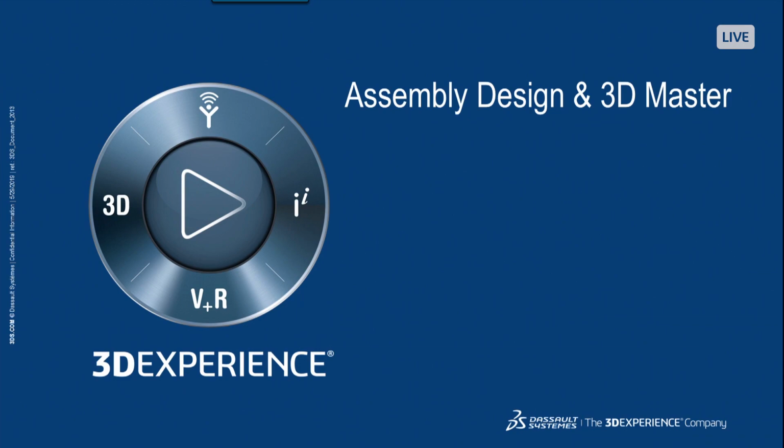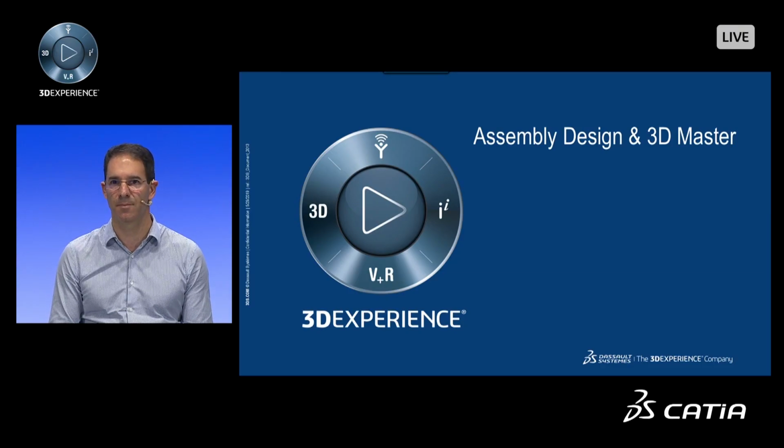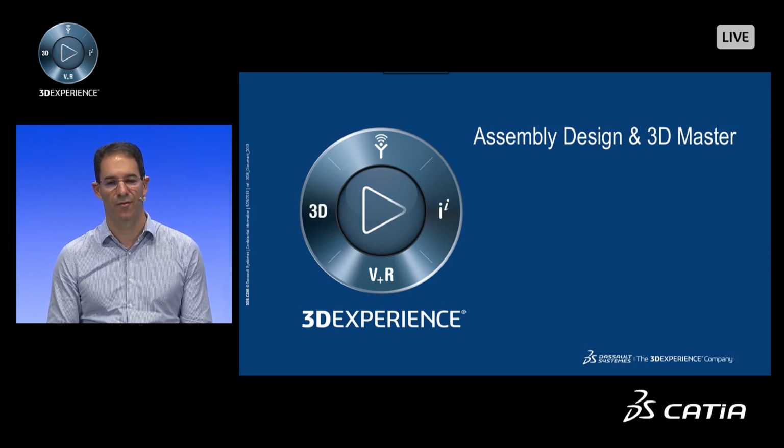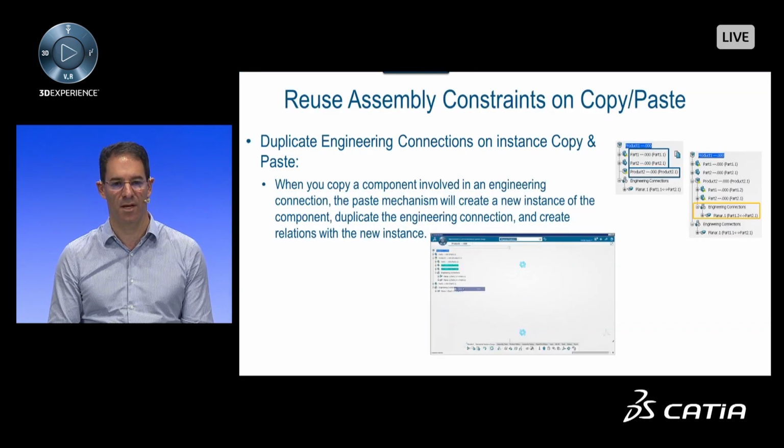We have also improved the assembly design application and also the 3D master domain. For example, we can now reuse assembly constraints when we copy and paste an assembly instance. In fact, we will duplicate the engineering connection and we will create relations with the new instances.